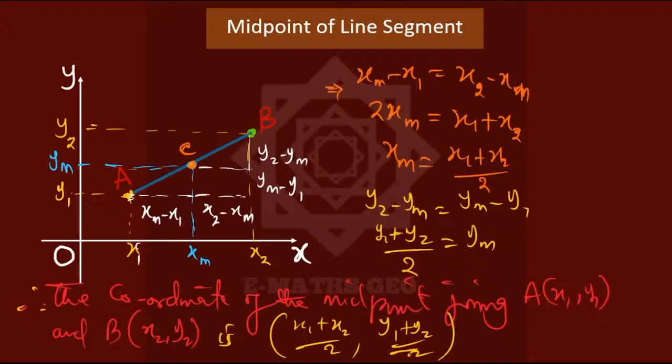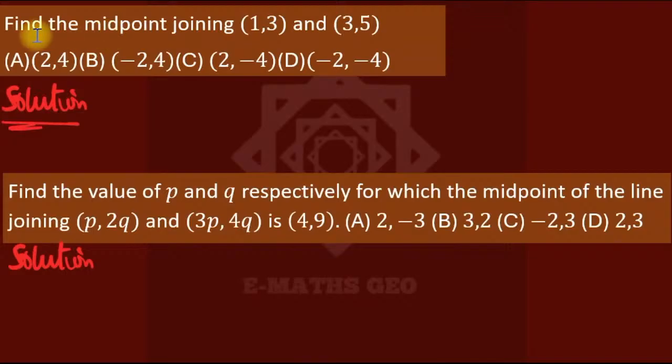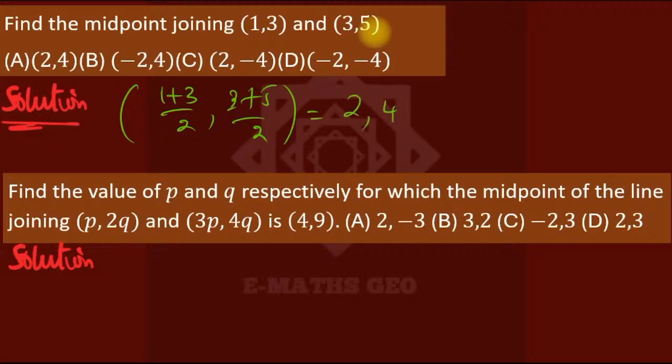Example, let's look at this question. It says find the midpoint joining this and this. Therefore, the coordinate of the midpoint, we don't need to waste time, is 1 plus 3 over 2, 3 plus 5 over 2. That gives us 4 over 2 is 2, 8 over 2 is 4. So that should be option A.